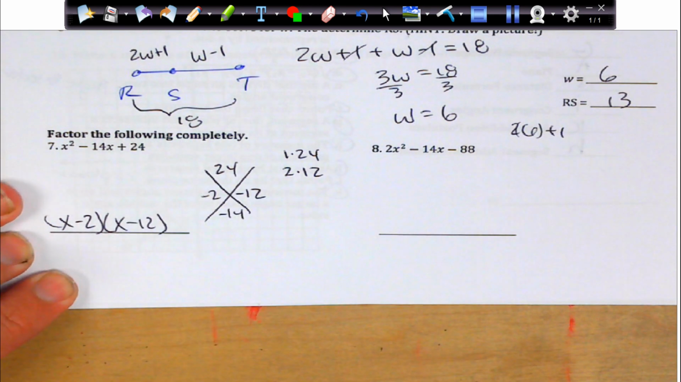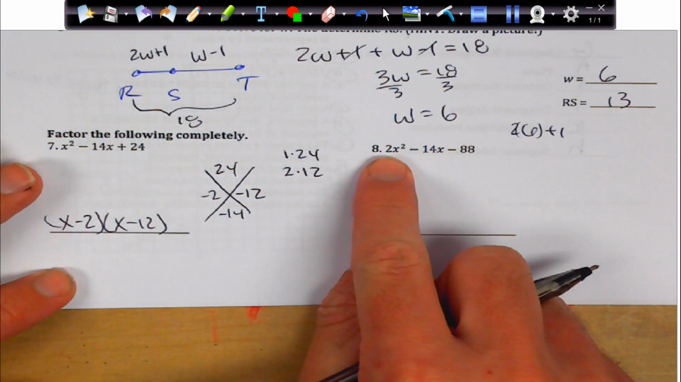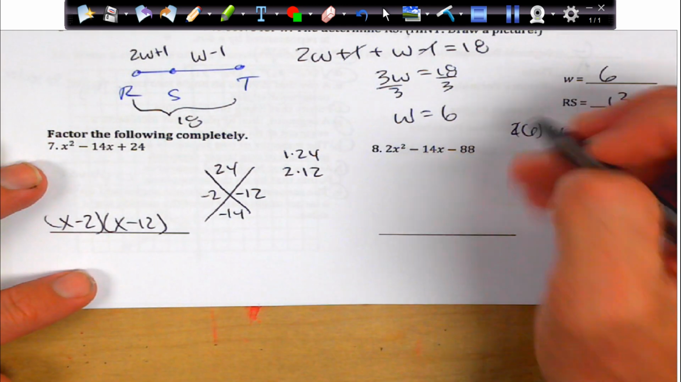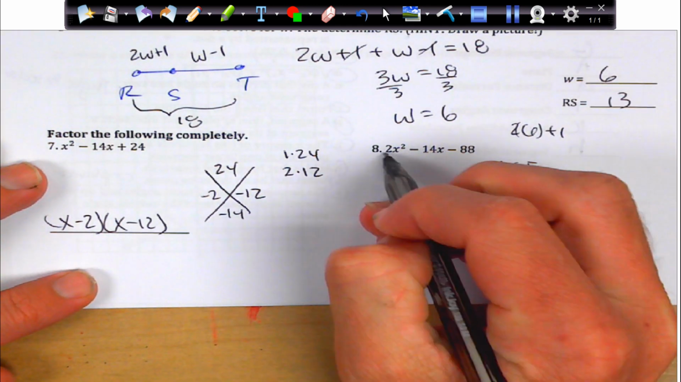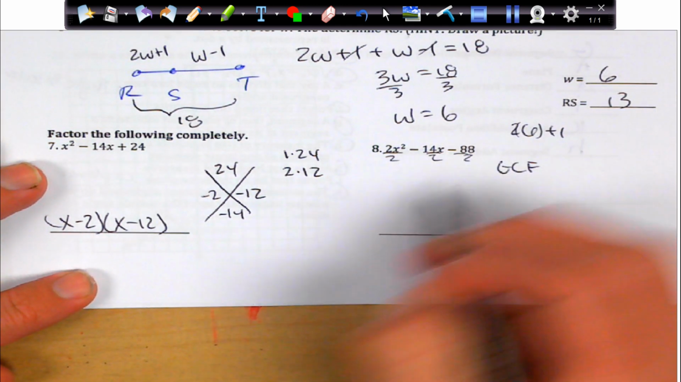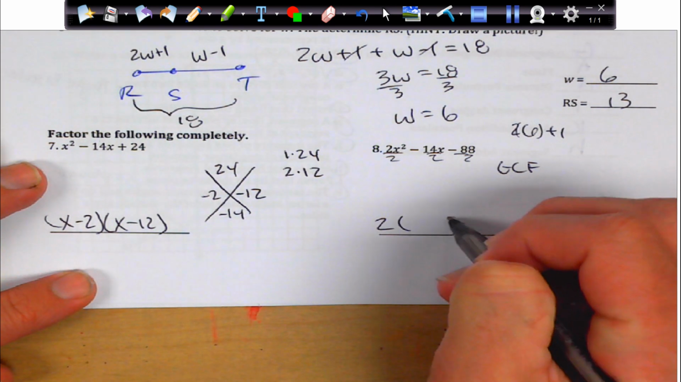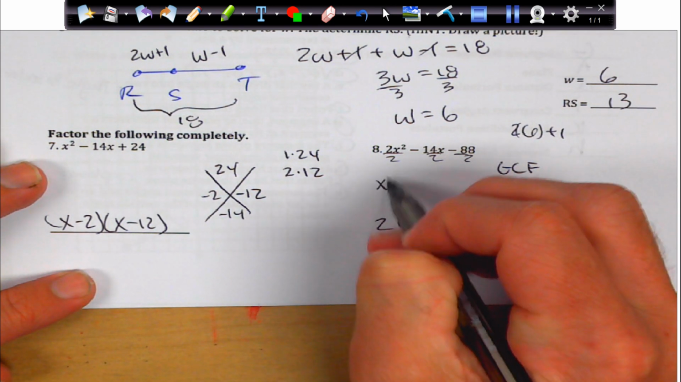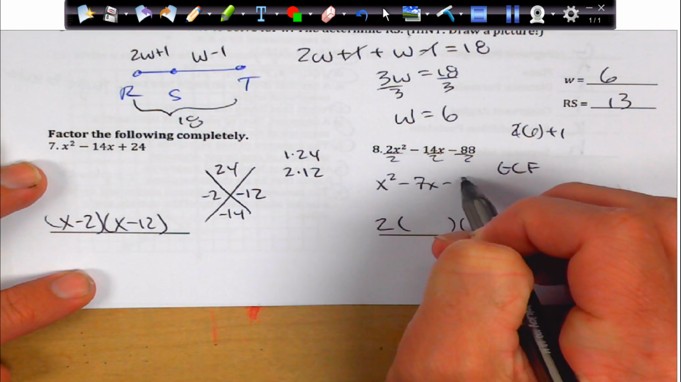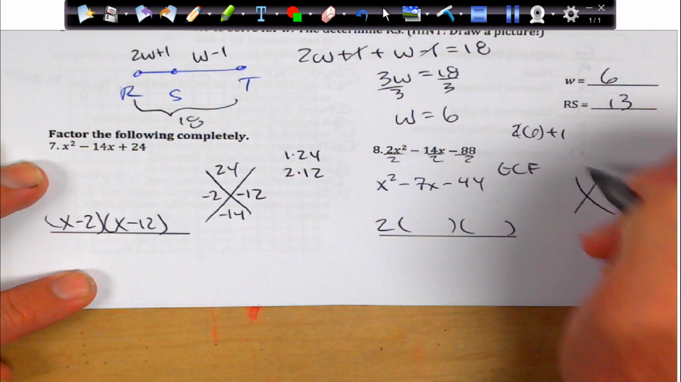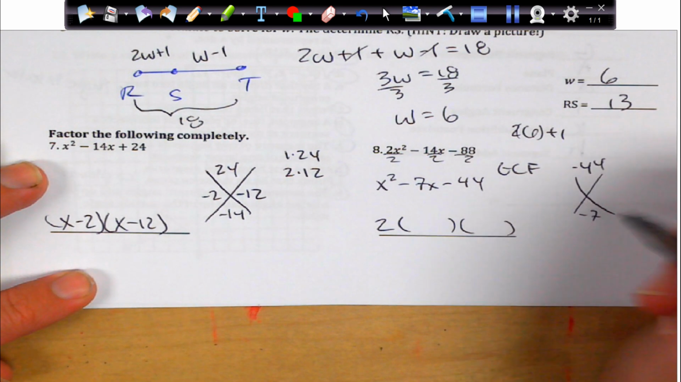So we're just factoring. Now this one we have a whole number in front, so look for a GCF first. So the greatest common factor. It looks like I can divide all these by 2. So I know 2 is going to be in my final answer. But I'll be left with x squared minus 7x minus 44. And then I want to find what multiplies to negative 44 and makes negative 7.